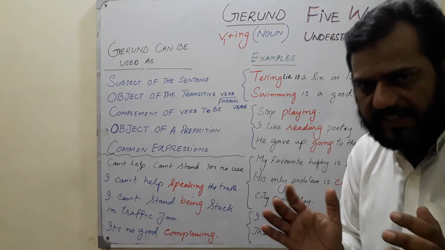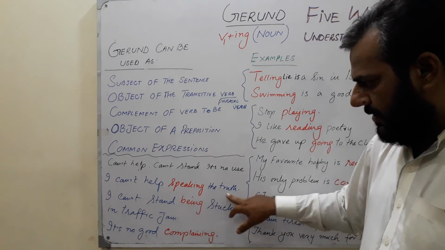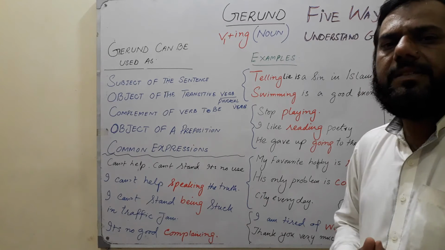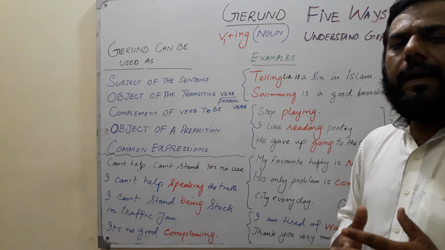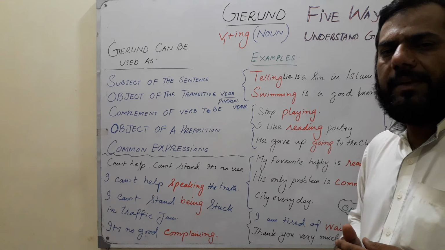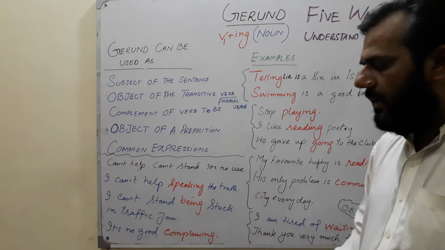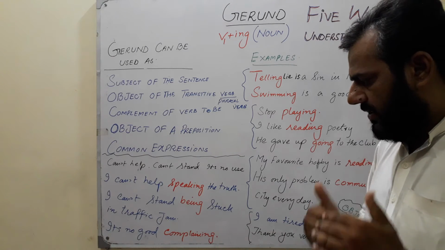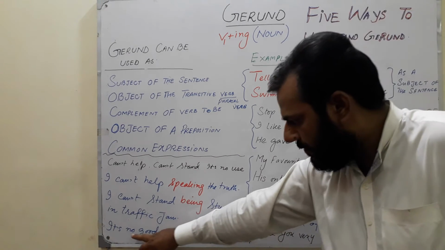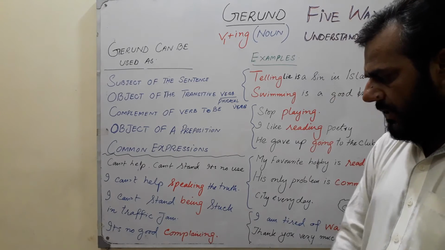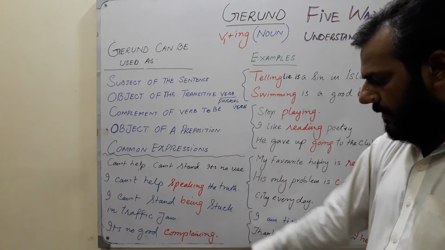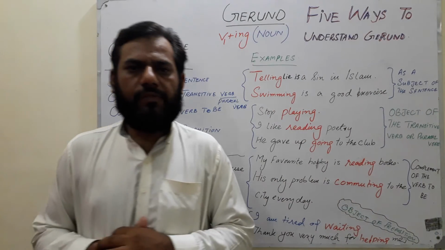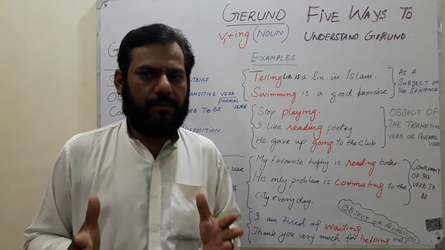After certain expressions we can use a gerund as well. I can't stand being stuck in a traffic jam. What is being? Being is actually a form of the be verb, and here it has been used to make up for the deficiency of the ing form, used as a noun, and secondly it shows a specific status. The next one: it's no good complaining. What is that? No good is a common expression, and complaining is definitely a gerund. So this is the fifth way of using a gerund.